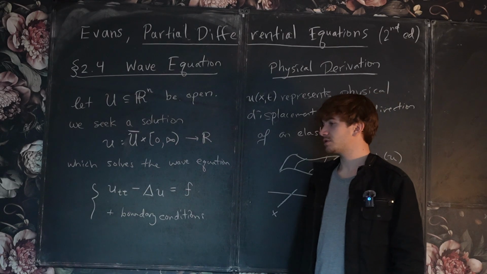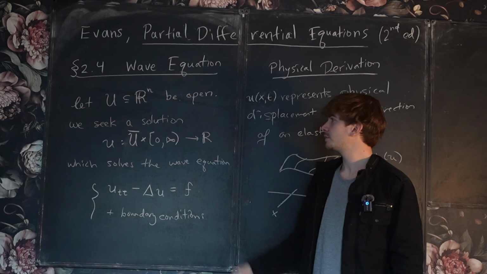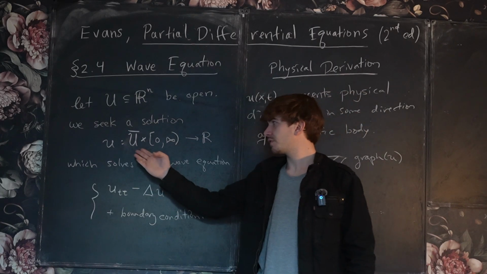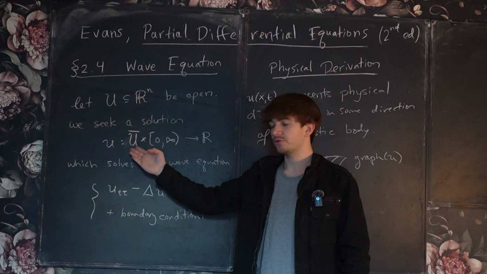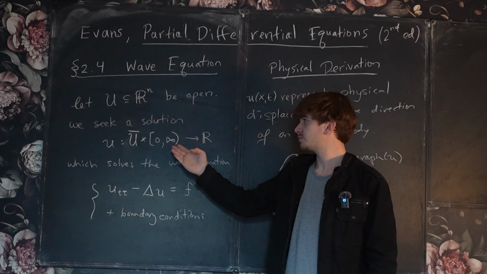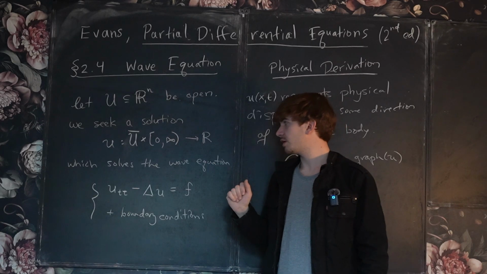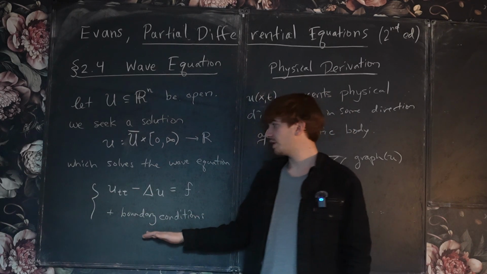So just to set up the wave equation here, we're given an open subset of R^n and we're looking for a solution which is defined on this open subset capital U and its boundary. It's also time evolving, so it's a function of time here, and then the output is a real number, and we want this solution to solve the wave equation.